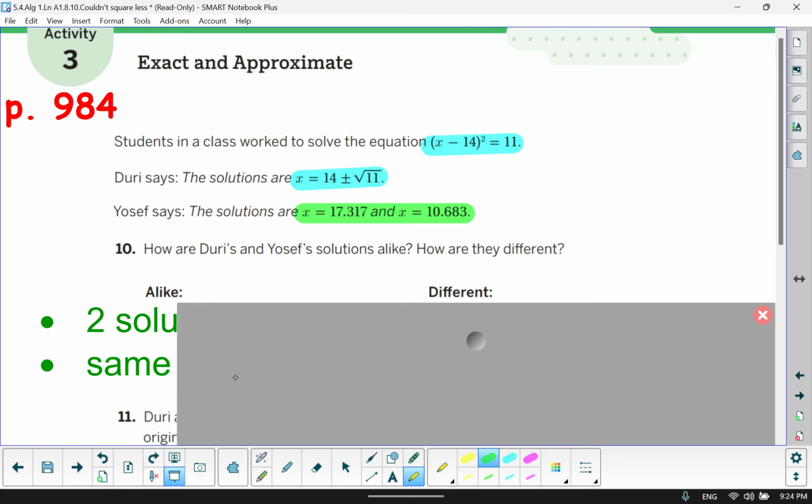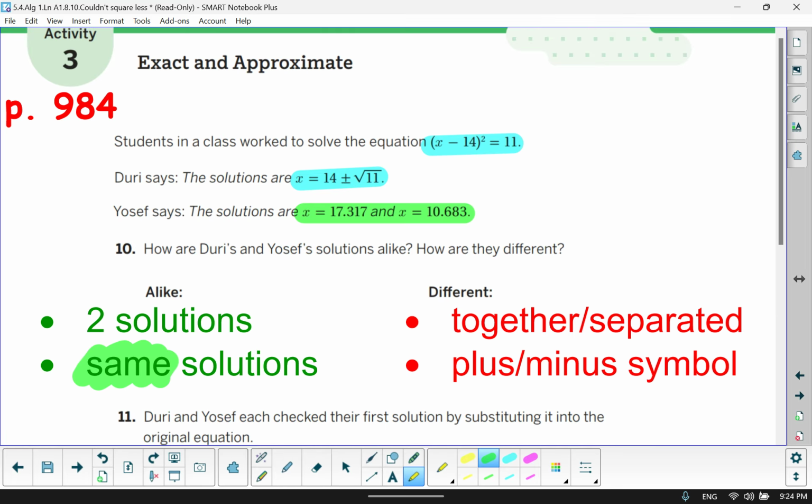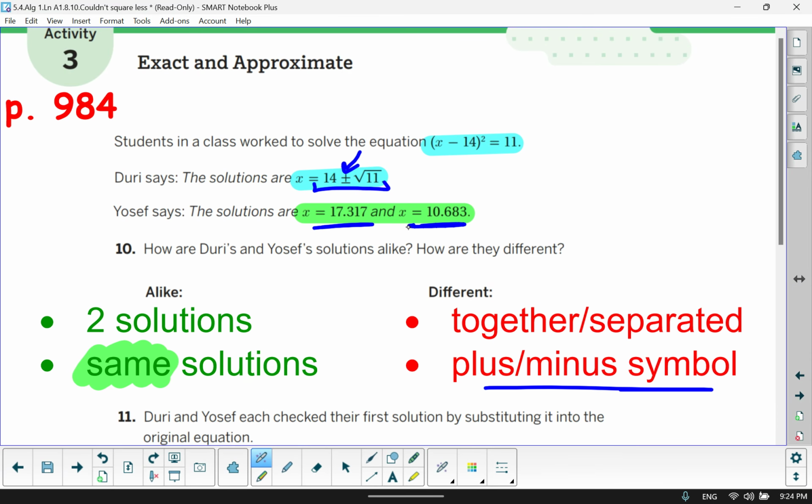Well, I do see 2 solutions for both. And if you went and typed this into your calculator, I'd be willing to bet they're the same. Or are they? Keep that in mind. Meanwhile, how are they different? Well, to be honest, Dury writes his solutions together using the plus or minus symbol. Meanwhile, Yosef writes the solutions separated. So I don't know if that's really that different.